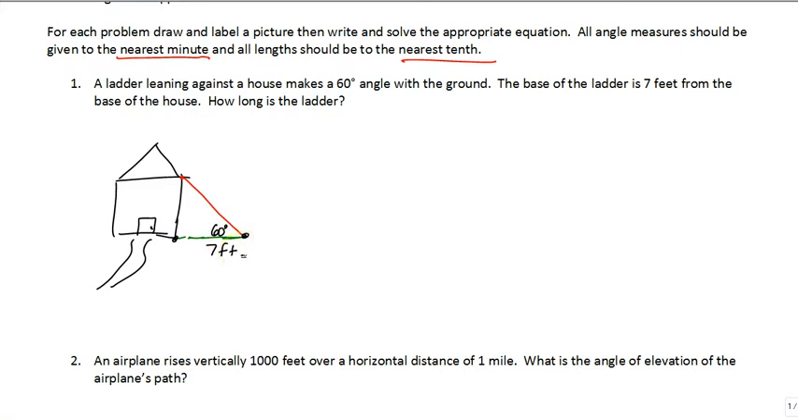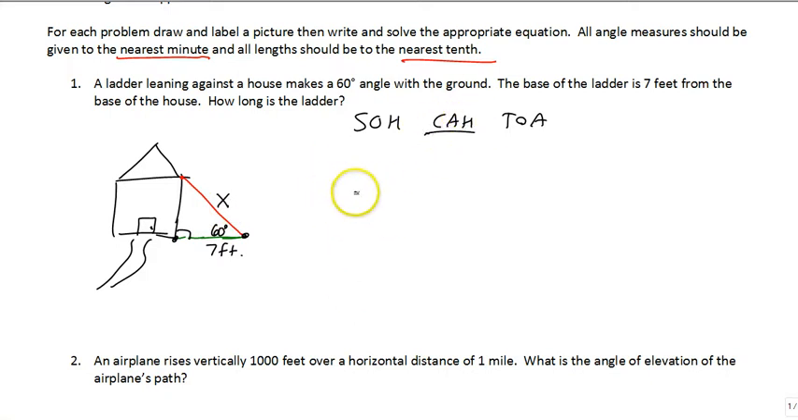How long is the ladder? Well, there are two ways to do this one. This is a special right triangle problem, so you could use special right triangles if you remember your pattern, or we'll just do SOHCAHTOA. We're looking for the ladder length, which would be the hypotenuse. So remember SOHCAHTOA: we have the adjacent side, we want the hypotenuse. So we're going to use cosine for this problem.